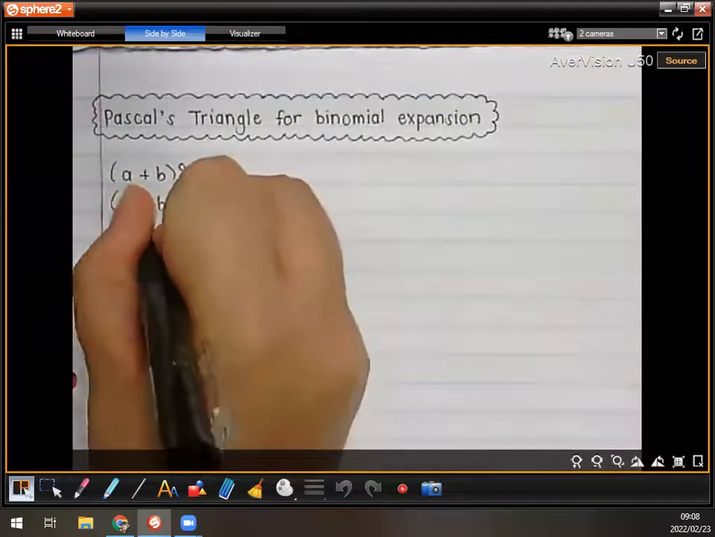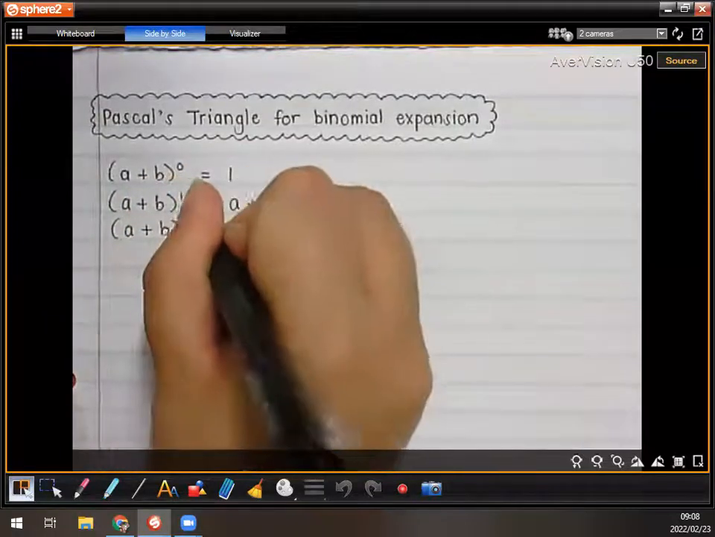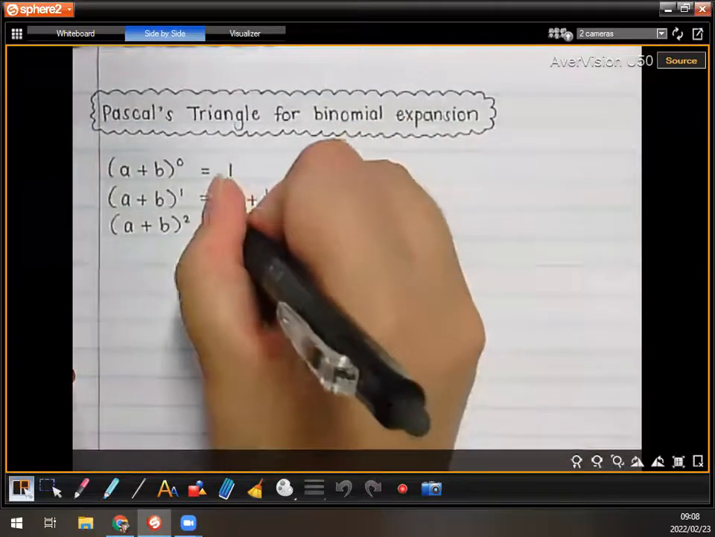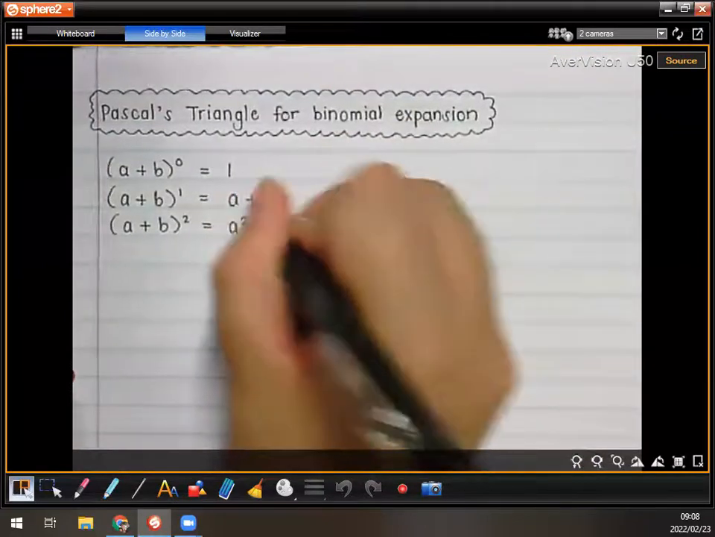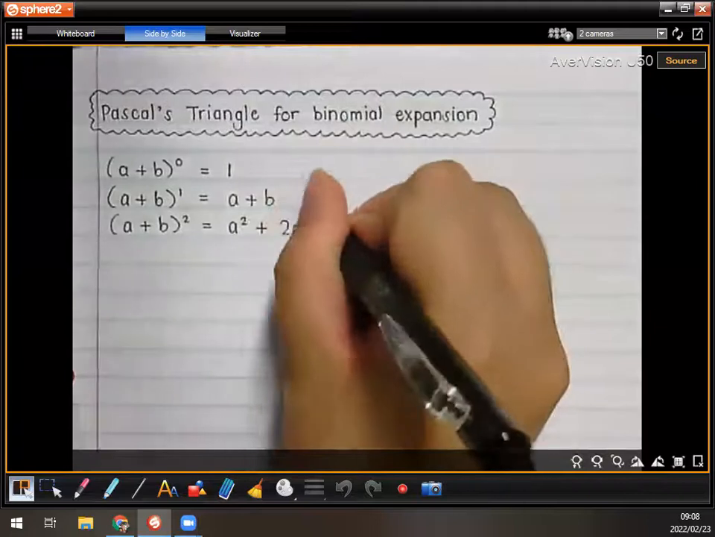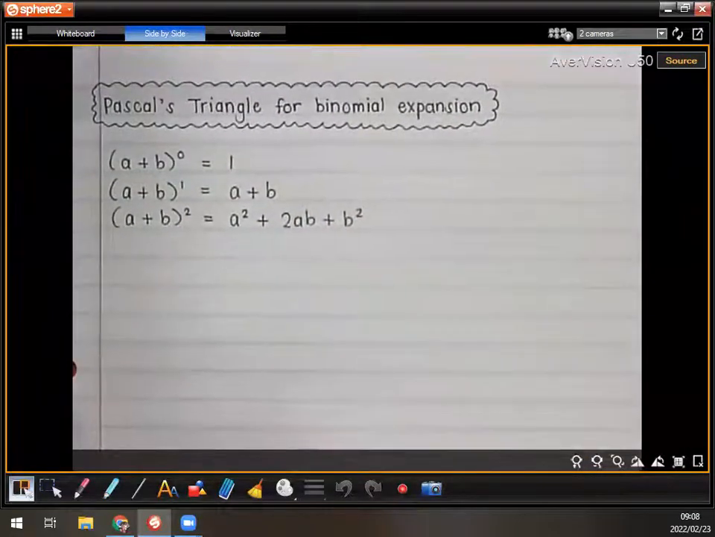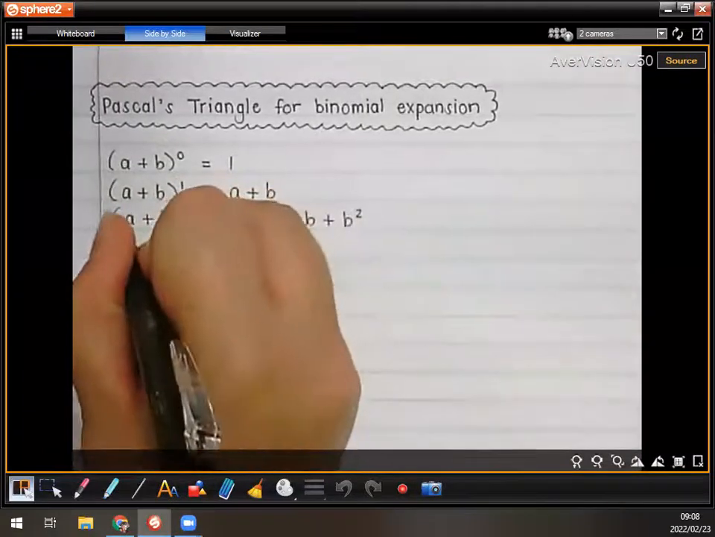If you have that same binomial to the power of 2, we know how to do that. We know that shortcut. A squared plus 2ab plus b squared. Then a plus b cubed.